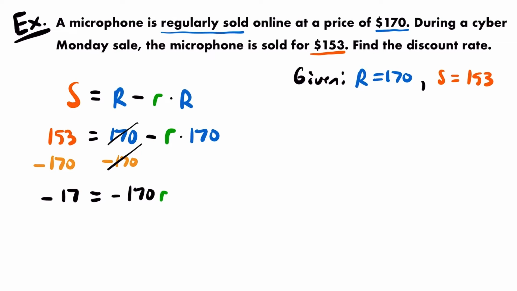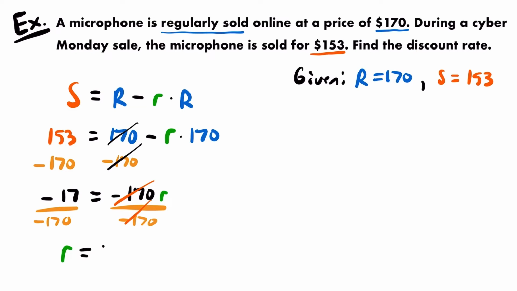Okay, and so now we can solve for the discount rate r by removing that coefficient. We want to divide both sides of the equation by that value of negative 170, and then we will have solved for r. So let's do that here. We'll divide both sides by negative 170, and so these negative 170s will cancel out. Anything divided by itself is just 1. So we have 1 times r, which is just r, and r will be equal to negative 17 divided by negative 170.